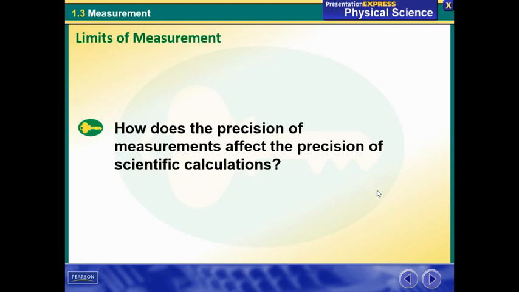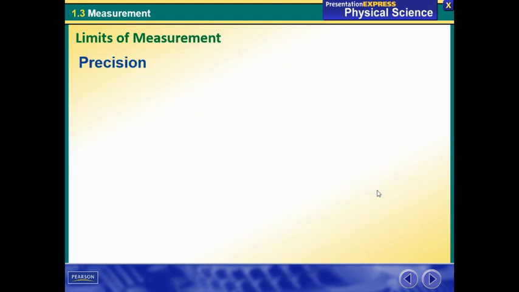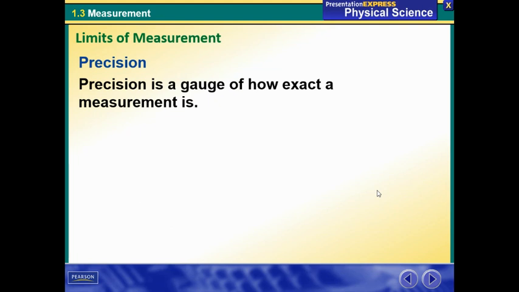Our key question that we're going to answer in the first part of this lesson is, how does the precision of measurements affect precision of calculations that you do? First, we have to understand, what does precision mean? So let's go ahead and define it. Precision is defined as how exact a measurement is.